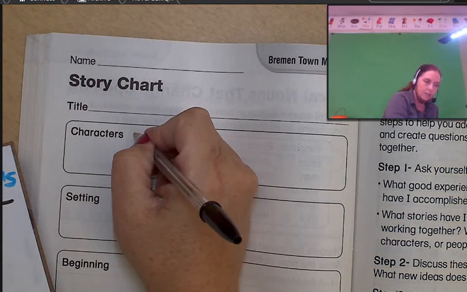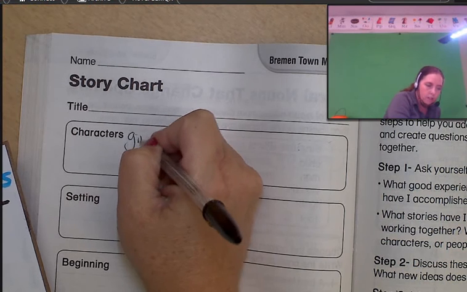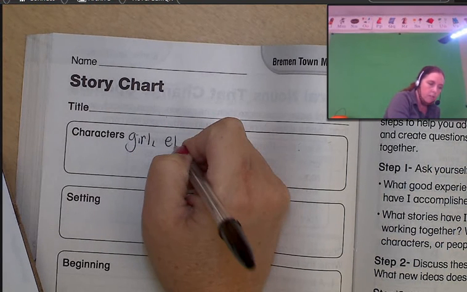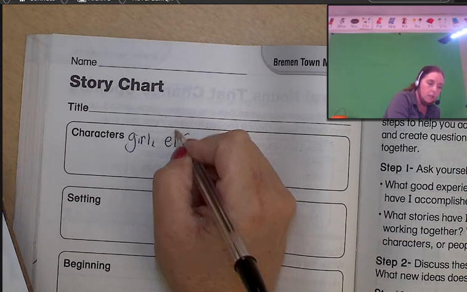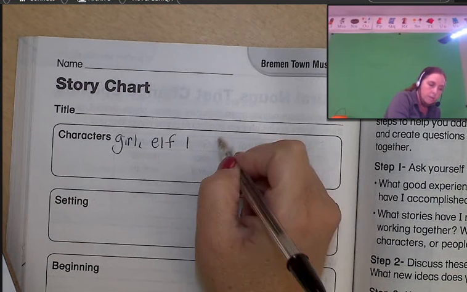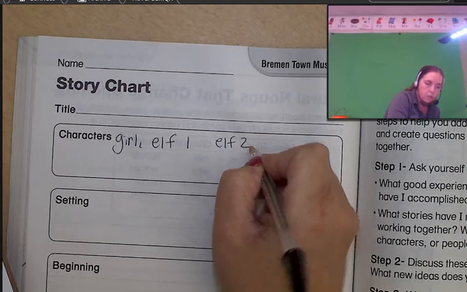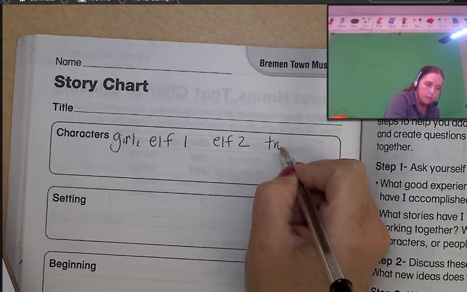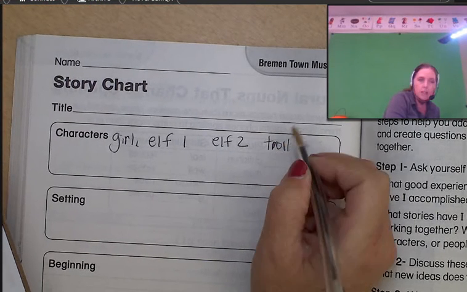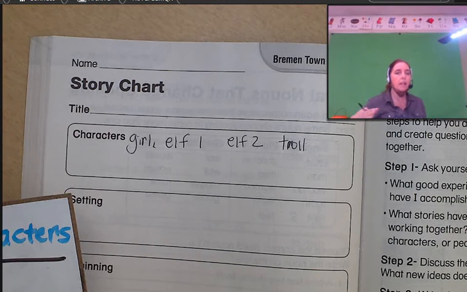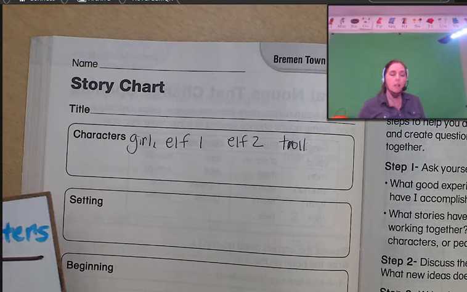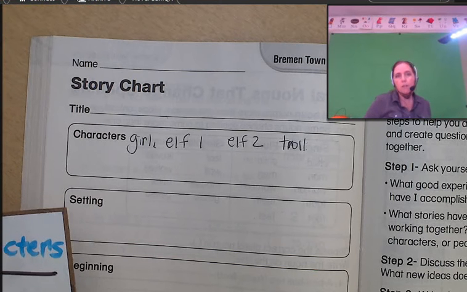So I'm going to write down girl, elf. Actually, there's going to be two elves. Elf 1 and elf 2 and troll. Now remember, I can always go back later and make a name for the girl. I can make a name for the elves. And I can make a name for troll if I want to.